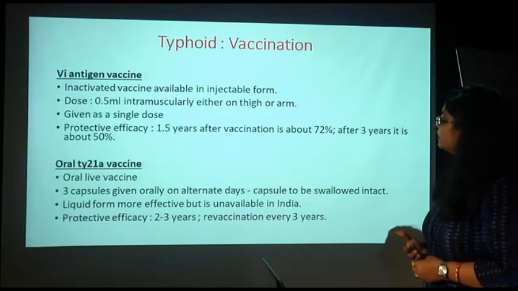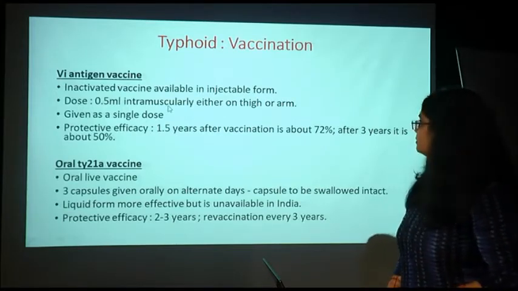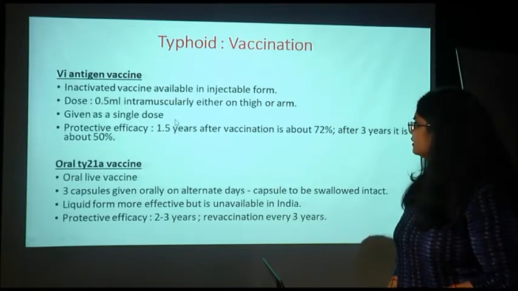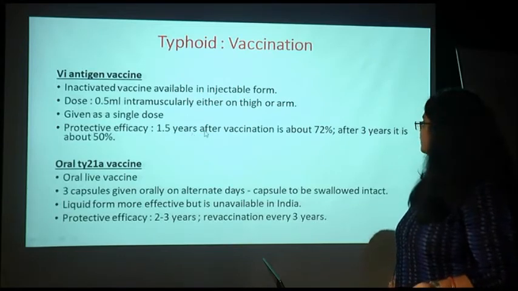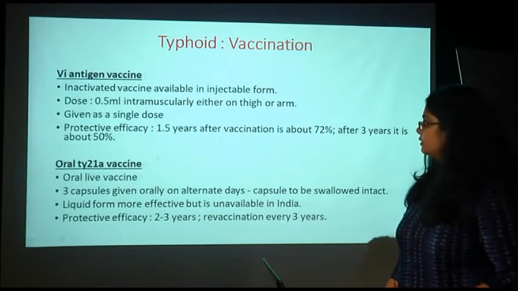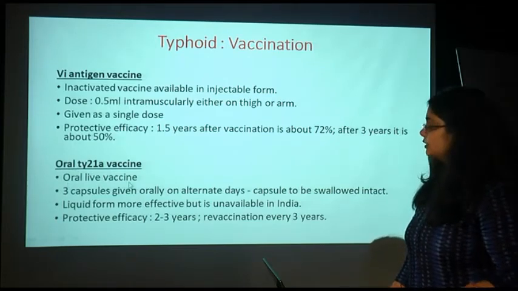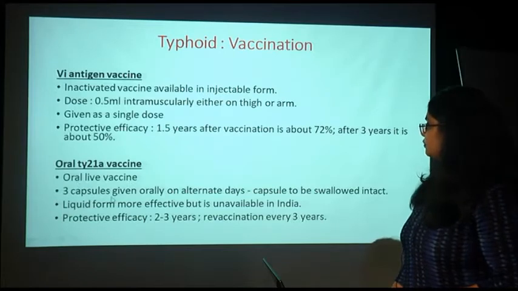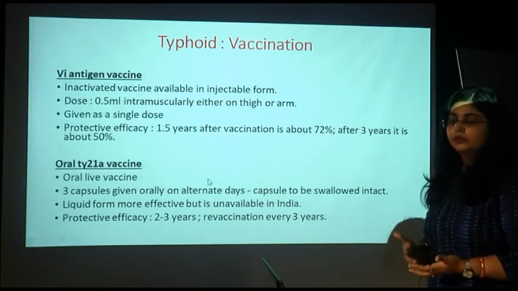The dosage of the Vi antigen vaccine is 0.5 ml and it is administered intramuscularly. This is given as a single dose, and efficacy is about 72% at 1.5 years after vaccination, and after 3 years it is about 50%. Another vaccine is also available, which is the oral Ty21a vaccine. This is an oral live vaccine. 3 capsules are given orally on alternate days, and the capsule is to be swallowed whole.